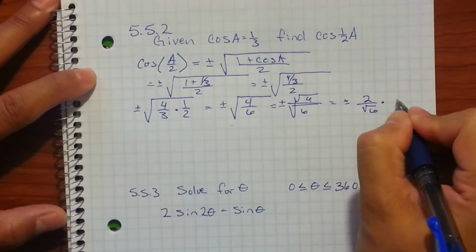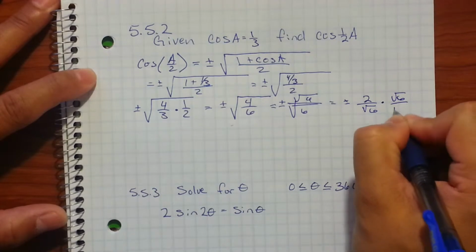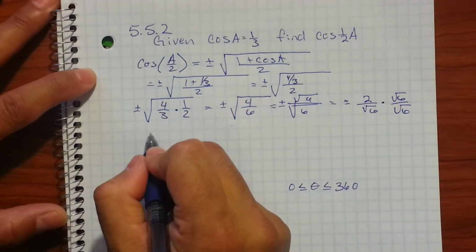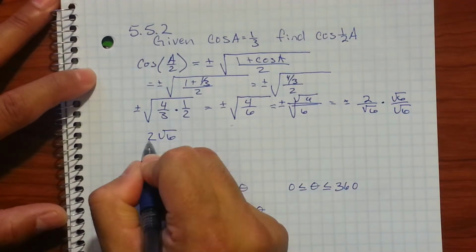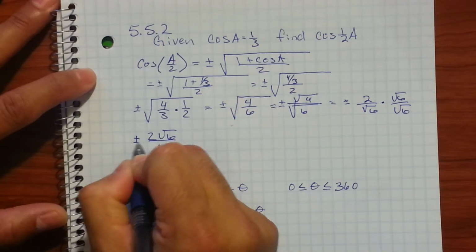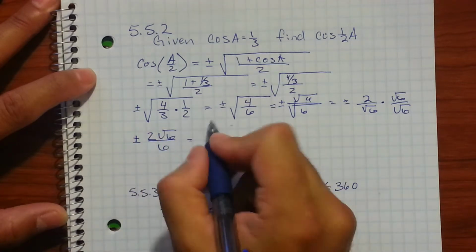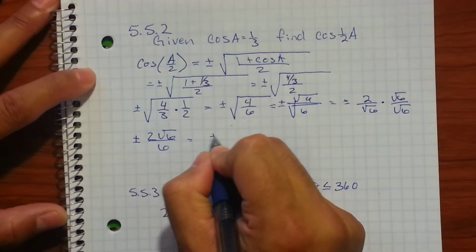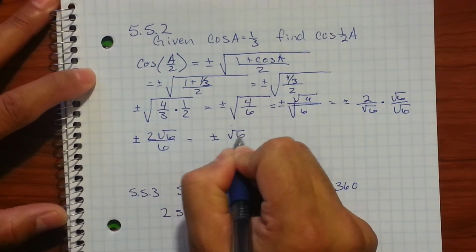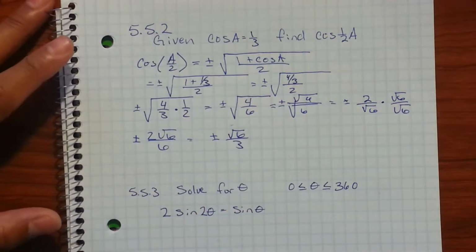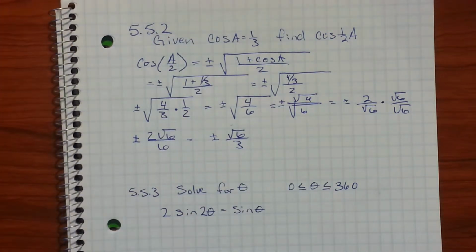Okay, rationalize, top and bottom, square root of 6 over square root of 6. So my answer is going to be 2 square root of 6 over 6. Don't forget my plus or minus. And then from right here, I could reduce the 2 over 6, so it's going to give me plus or minus square root of 6 over 3. That's my final answer.